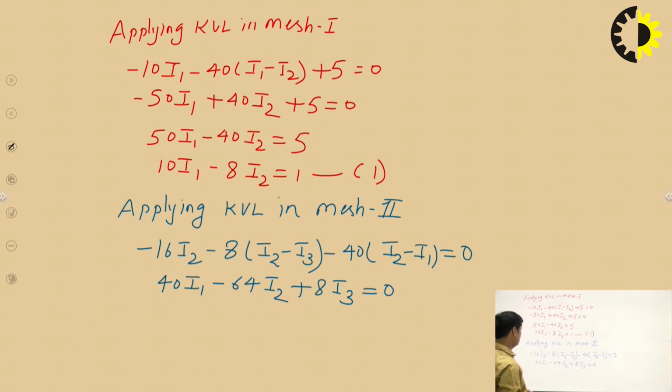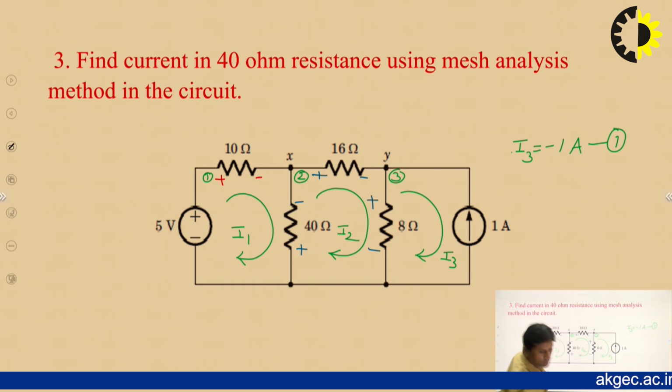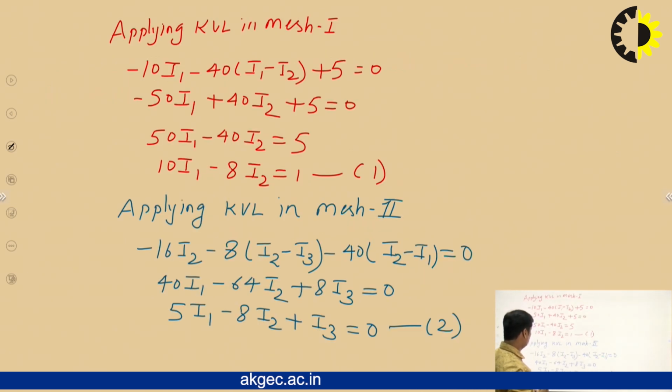So the I1 coefficient is 40, so we can divide by 8 and simplify it. 40 I1 divided by 8 is 5 I1, minus 8 I2 plus I3 equal to 0. This must be our second equation. Let me verify this equation: 5 I1 minus 8 I2 plus I3 equal to 0. And the first one is this.